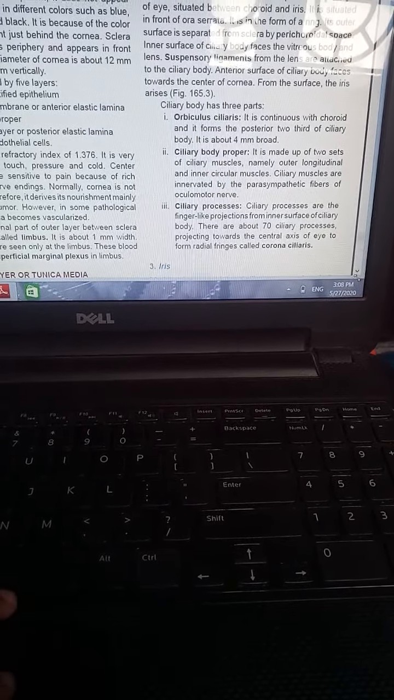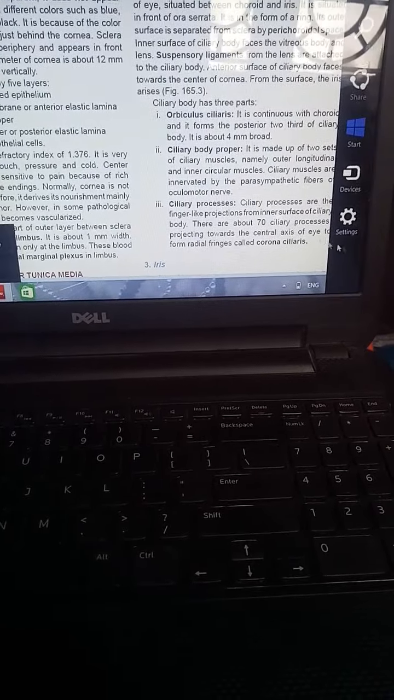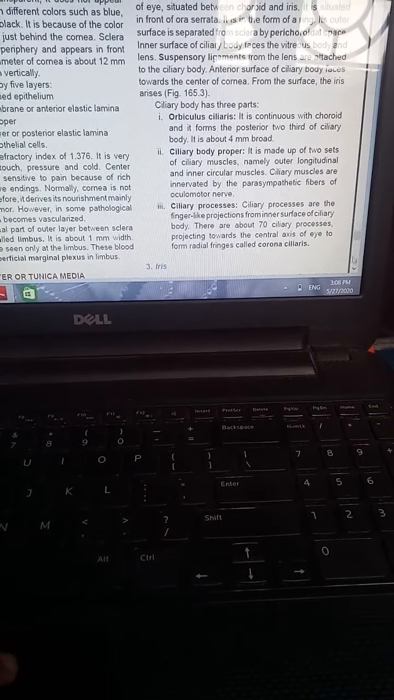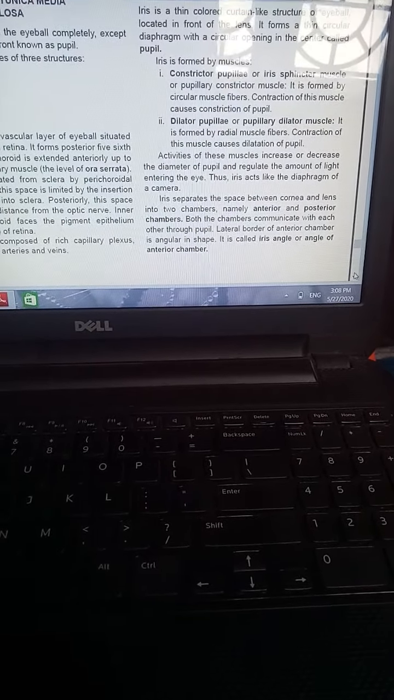Third is the ciliary processes. So what are the ciliary processes? The ciliary processes are finger-like projections from the inner surface of the ciliary body. They look like fingers.